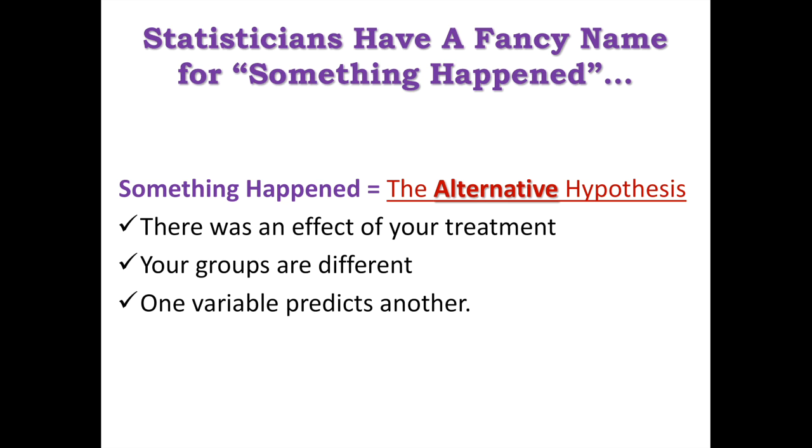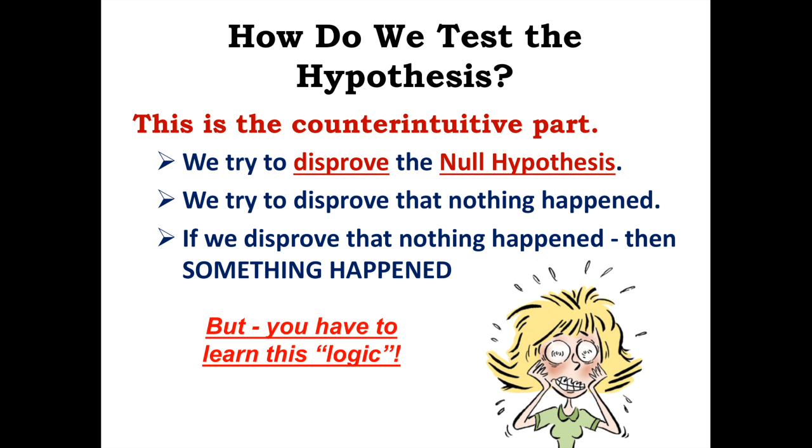The alternative to nothing happened is something happened, and the fancy name for that is the alternative hypothesis. There was an effect of your treatment, your groups are different, or one variable can predict another variable. Now here comes the counterintuitive part. We're going to try to disprove the null hypothesis, because if we can disprove that nothing happened, then we can say that something happened. It's very backwards when we say it in English, so you have to learn this statistical logic of trying to prove or disprove that nothing happened.